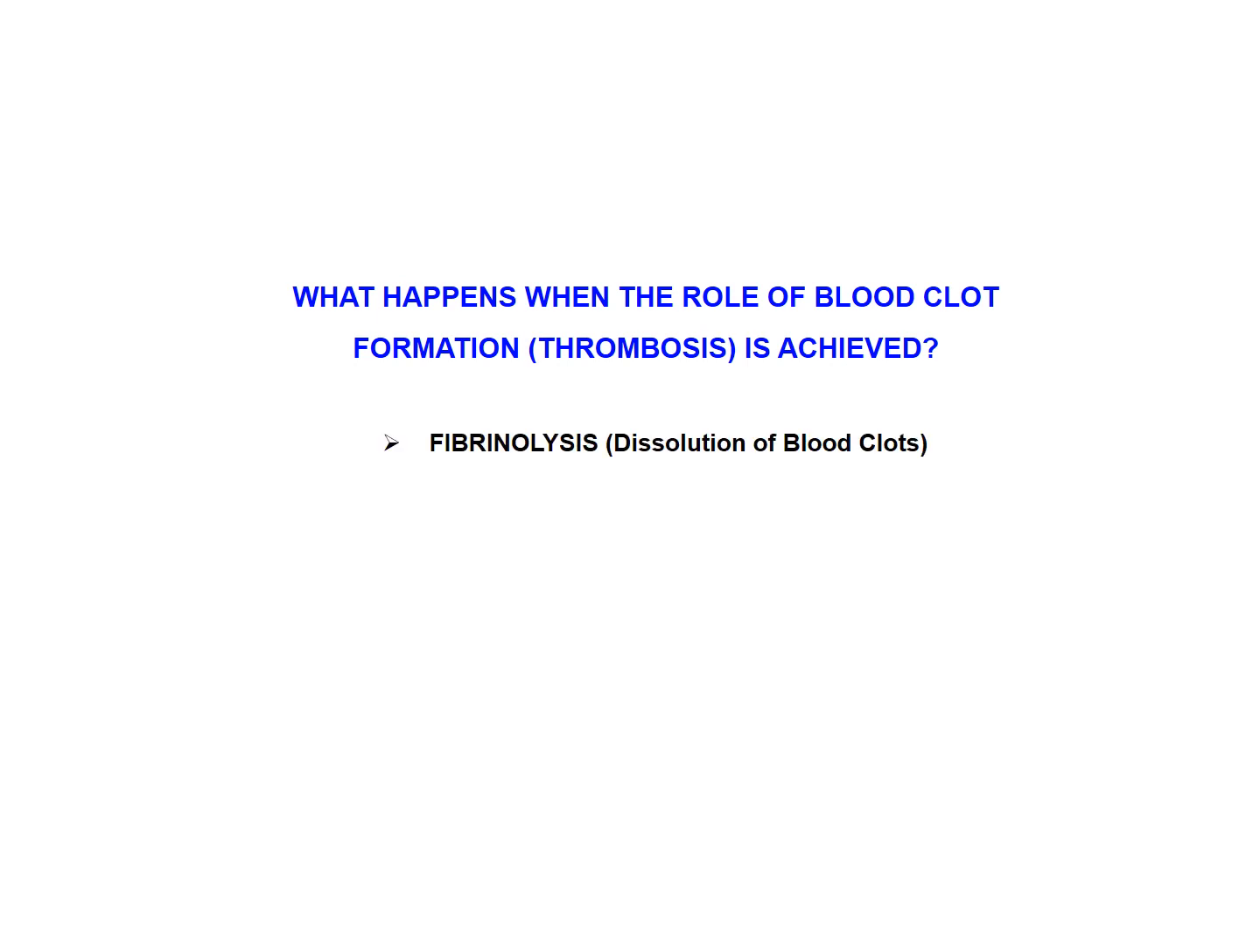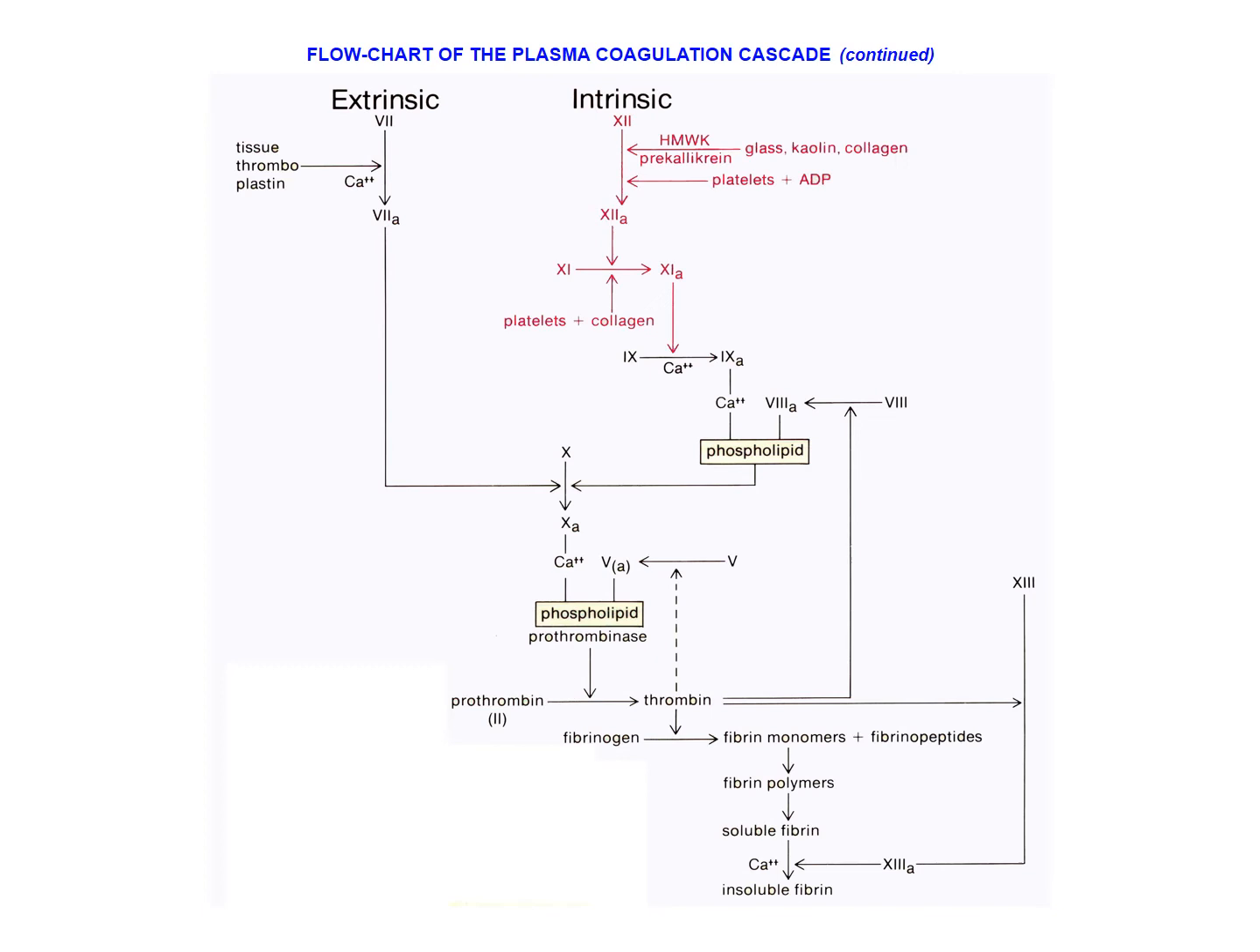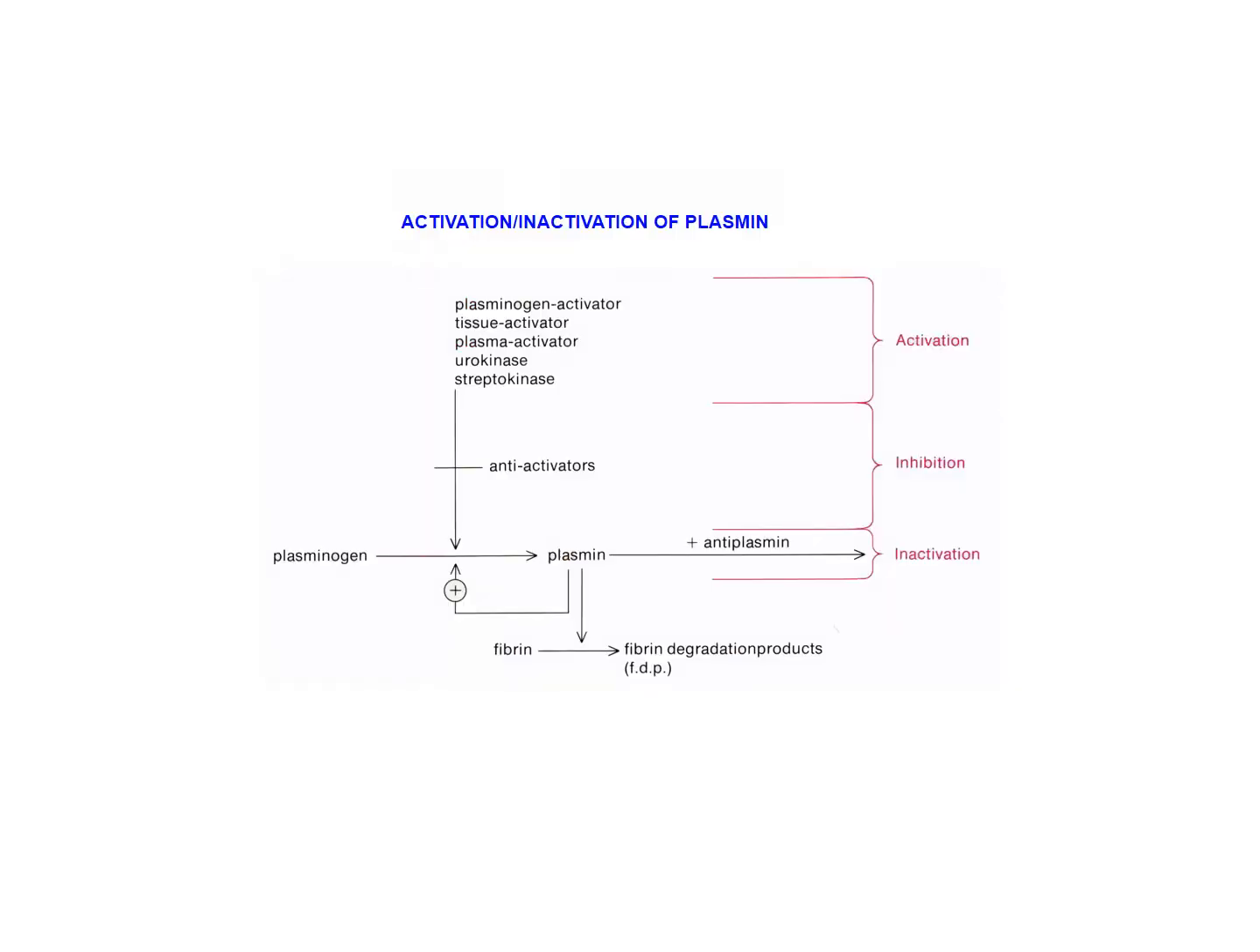This process is called fibrinolysis, lysis of fibrin, and therefore dissolution of blood clots. Fibrinolysis aims at the breakdown of the fibrin net, which has been formed as a result of the plasma coagulation cascade, which we reviewed earlier in this lecture. The process of fibrinolysis requires a chemical compound called plasmin.